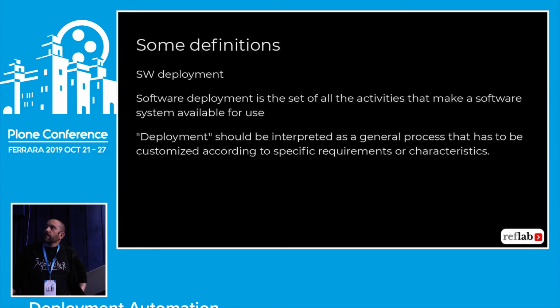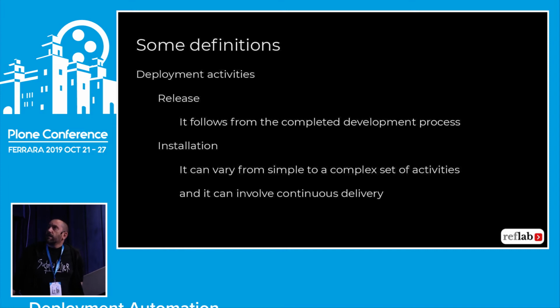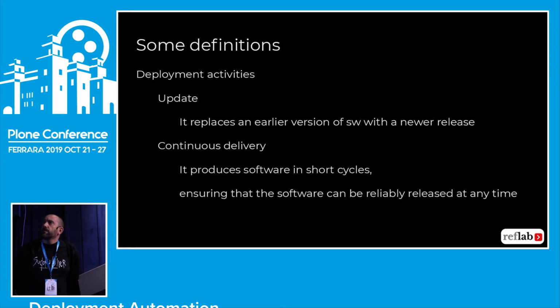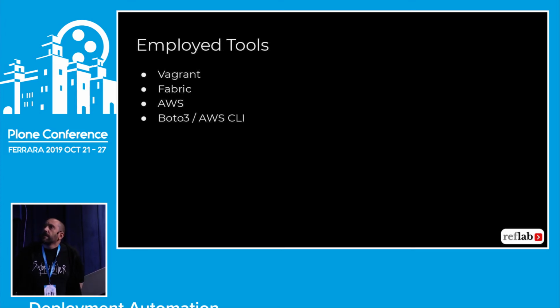So some definitions, but I skipped this because we are late. Release, installation, deployment, okay. So, which tools do I use? Vagrant, Fabric, Amazon Web Services, Boto3, and the AWS CLI.